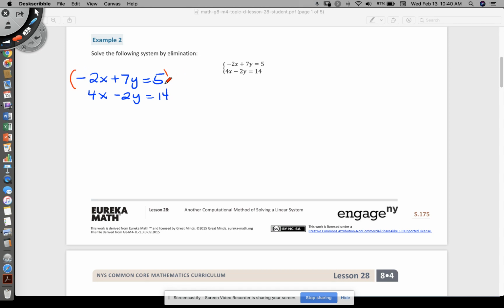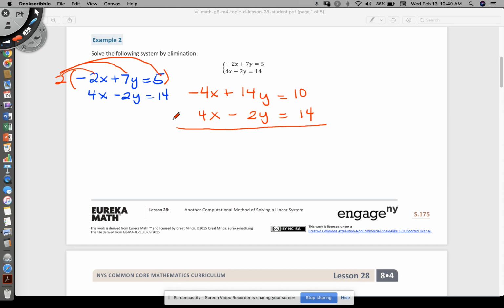So we put a big group of parentheses here. We put a 2 on the outside, and you're going to distribute that 2 to every number in the equation. So everybody gets multiplied by 2. So to rewrite this, I now will have negative 4x plus 14y equals 10. And then down below, I'm just going to rewrite what I have there. 4x minus 2y equals 14.